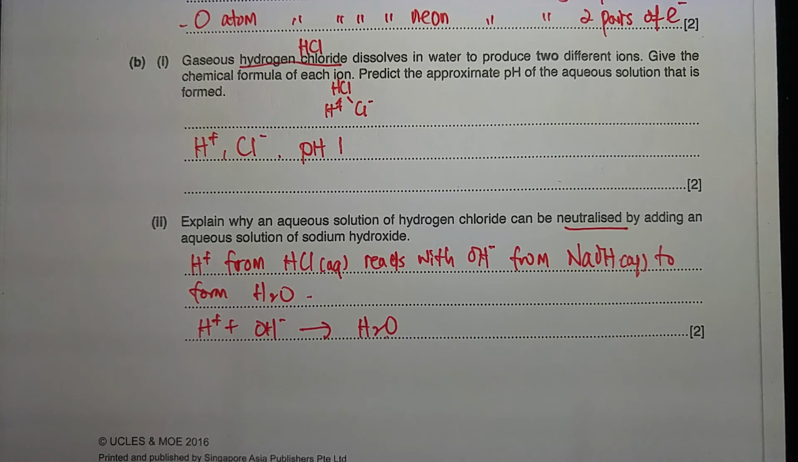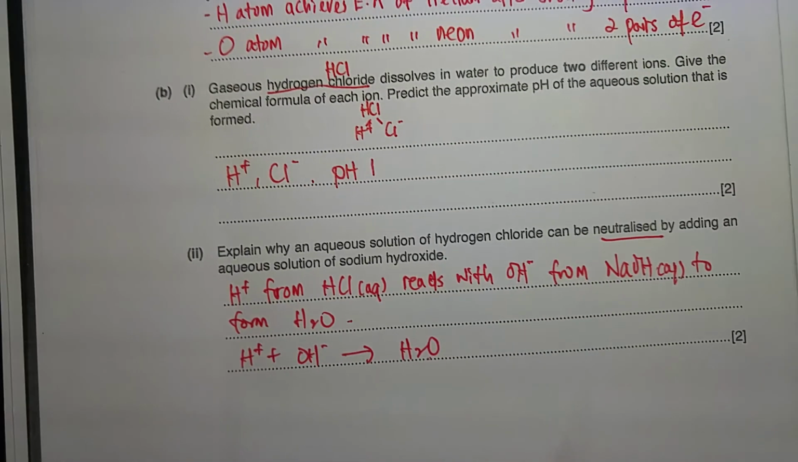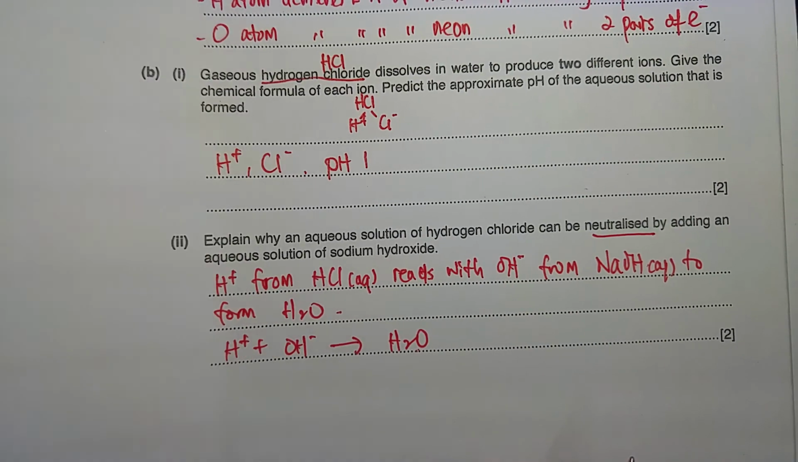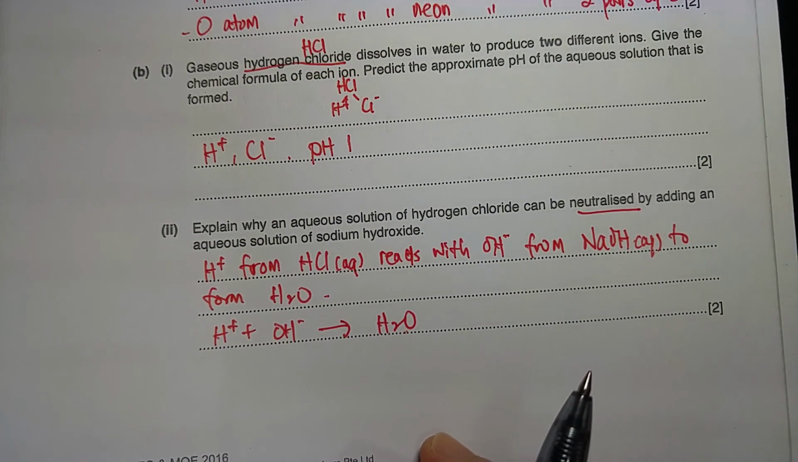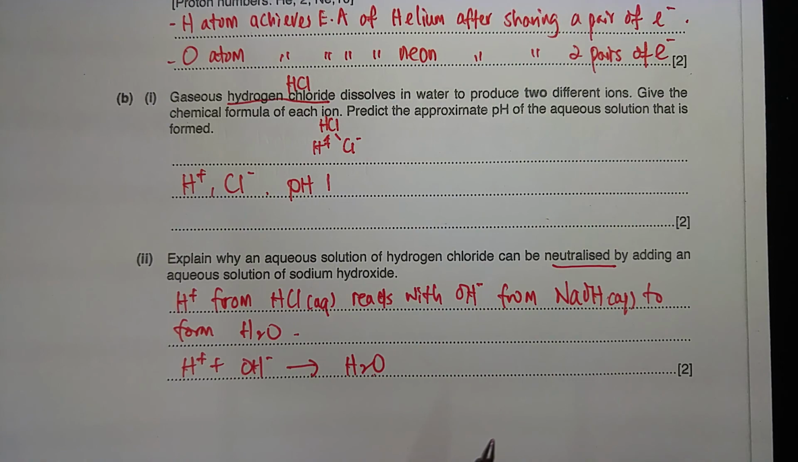So that's basically all about the 2016 TYS Combined Chemistry Paper 3 Section B. And remember, always reserve at least 25 minutes to do Section B. Section B only needs you to do 2 questions, 20 marks, 10 marks each. Try to reserve 25 minutes to do it.